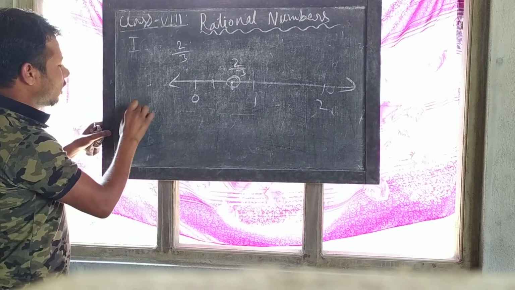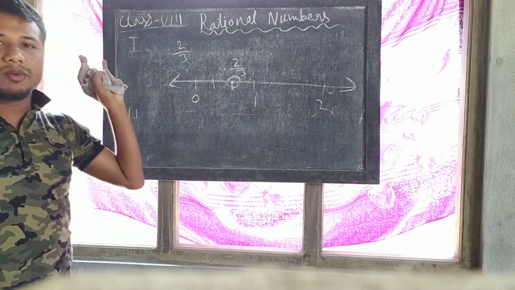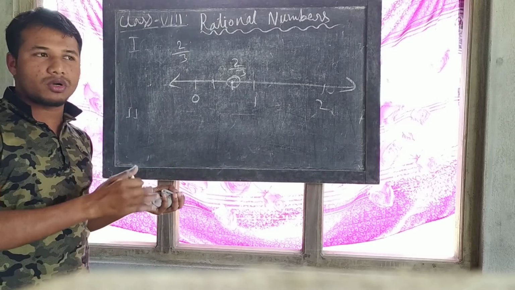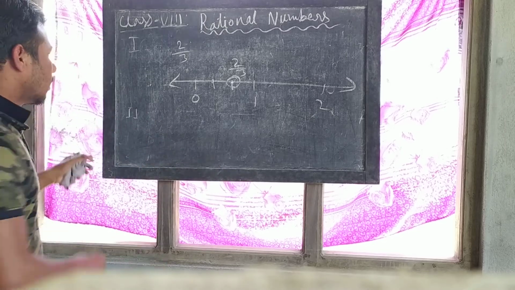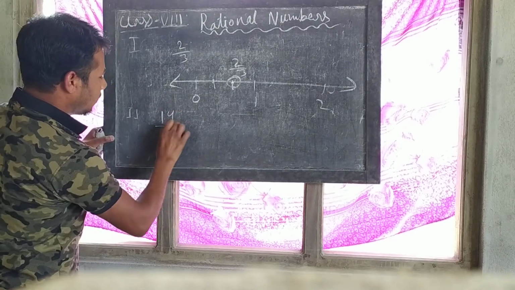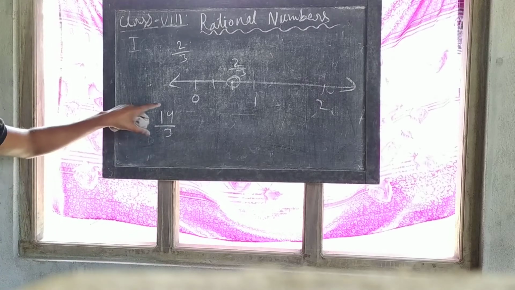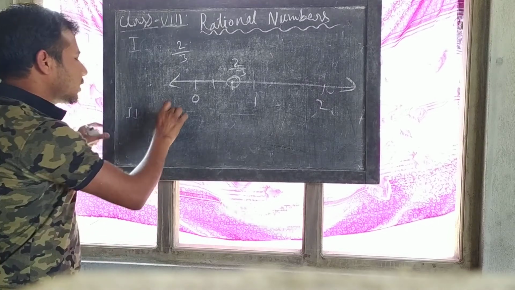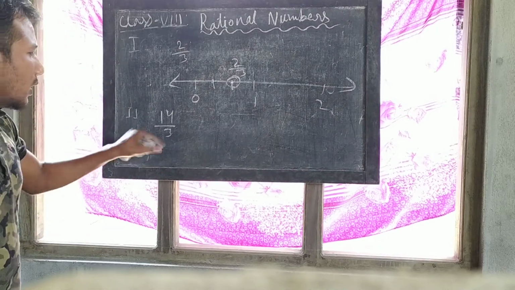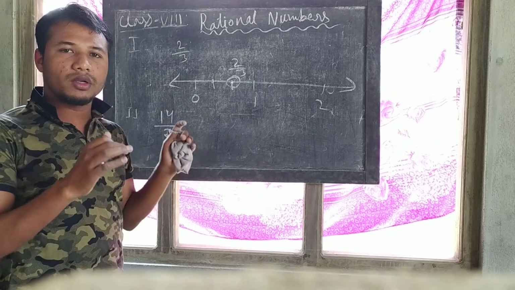Case 2: if the rational number is an improper fraction or a mixed fraction, because a mixed fraction you can also convert into an improper fraction. Suppose we consider the number 14 by 3. Obviously this number is greater than 1 because the numerator is greater than the denominator, and here the denominator is 3. So we have to divide each unit into 3 equal parts.